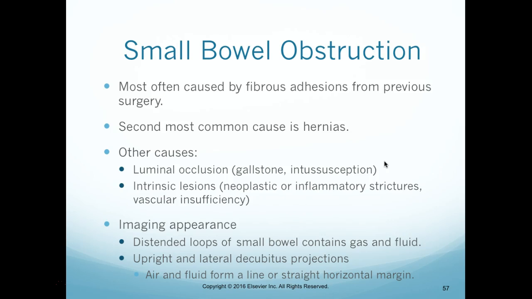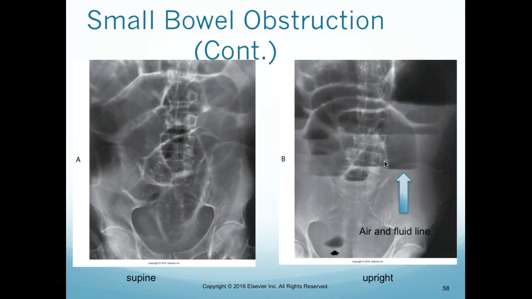All right, small bowel obstruction is most often caused by adhesions from prior surgeries, and the second most common cause is hernias. Other causes can be gallstone, intussusception, neoplasm, inflammatory strictures, and vascular insufficiency. So what does a small bowel obstruction look like? You have distended loops of small bowel containing gas and fluid. You do upright and lateral decubitus imaging. You need to see the air fluid form a line. I'll show you what that line looks like.